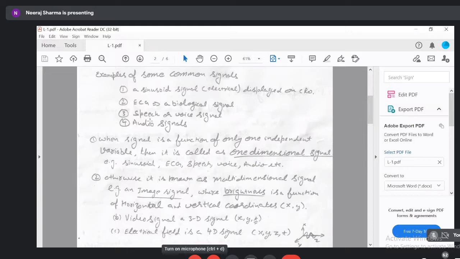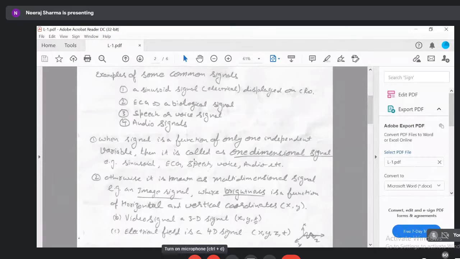So speech, voice, audio, or any biological signal, these are physical signals. Whereas electrical signals, that is v = V sin ωt, i = I sin ωt, which are produced by electrical voltage sources or current sources, are known as electrical signals. Now, this is about some common examples of signals.